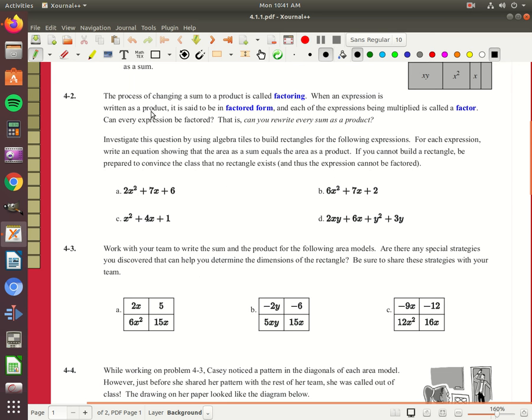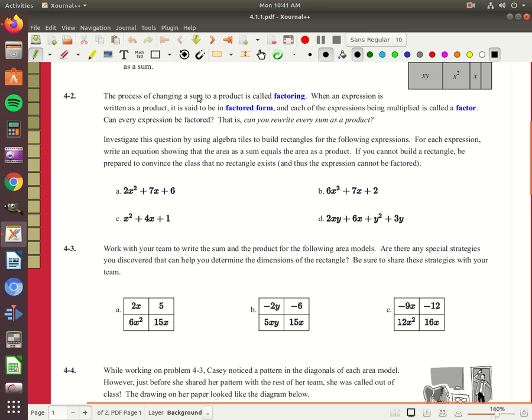When an expression is written as a product, it is said to be in factored form. And each of the expressions being multiplied is called a factor. So can every expression be factored? That is, can you rewrite every sum as a product?